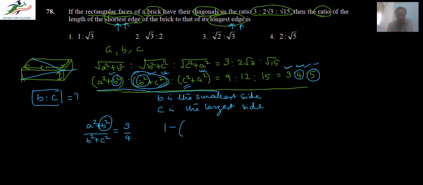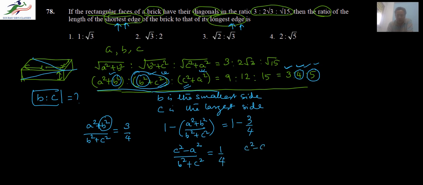So 1 minus A square plus B square by B square plus C square is equal to 1 minus 3 by 4. So I can write C square minus A square by B square plus C square is equal to 1 minus 3 by 4, which is 1 by 4, or C square minus A square is equal to 1/4 of B square plus C square. So this is the first equation.